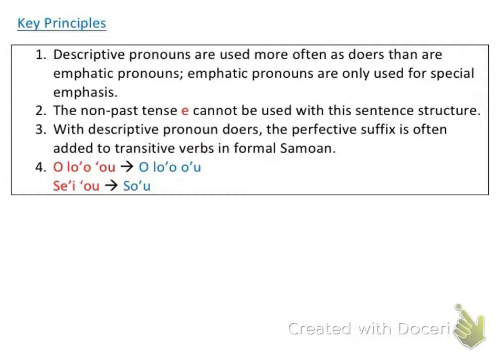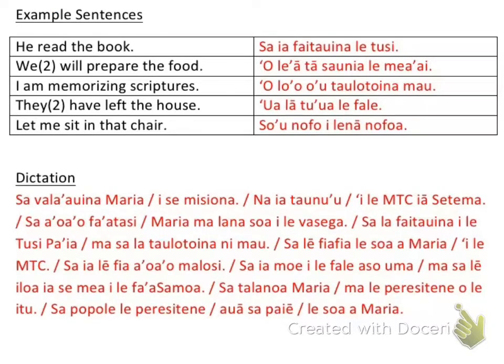And these little things right here, olo'u turns into olo'u. And se'io turns into so'u. Okay? So those are some things that you should have down pat now. And if any of those don't make sense, you need to rewatch the video and hopefully that will clear it up. Okay, so here's some example sentences.